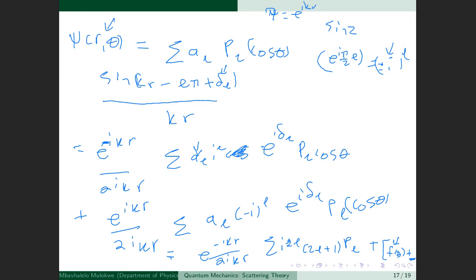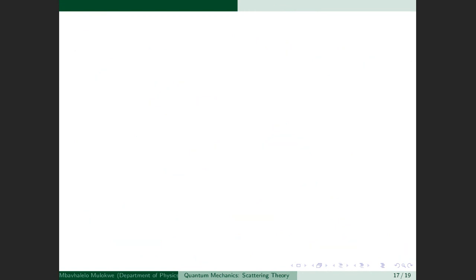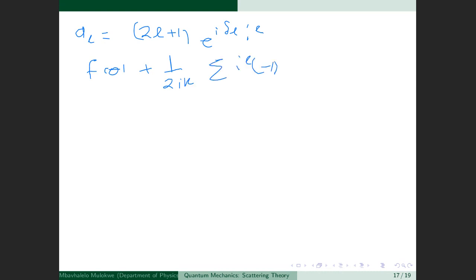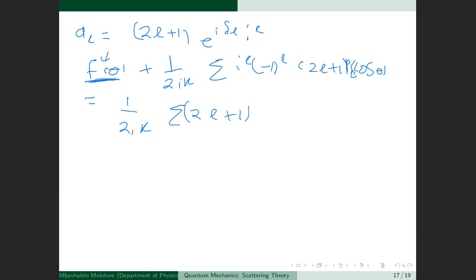And once we have f of theta, then we're done, because once you take the square of f of theta, that will give you the differential cross section. So once I started comparing those two results, you find that this function AL is just going to be given by 2L plus 1 e to the i delta L i to the L, and f of theta plus 1 over 2ik sum over i to the L minus 1, 2L plus 1 of PL of cos theta. Once you compare it with what will be left on the other side of the equation, we just get 1 over 2ik sum 2L plus 1, and we are nearly done, because this is what you're looking for, that f of theta.